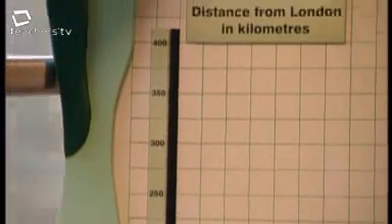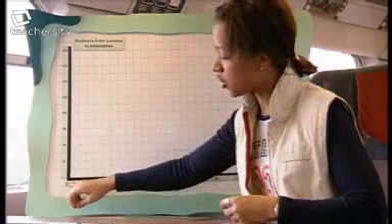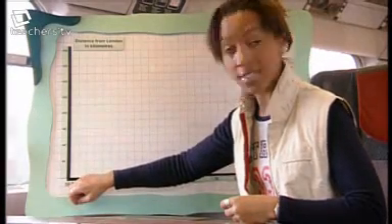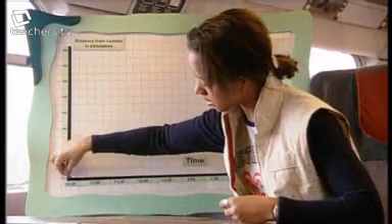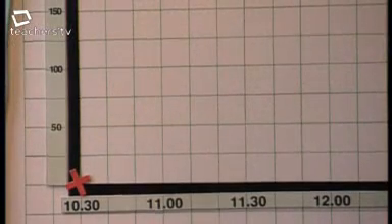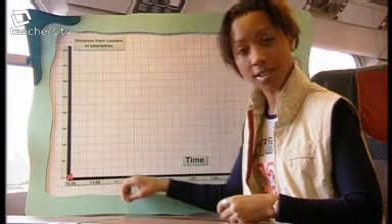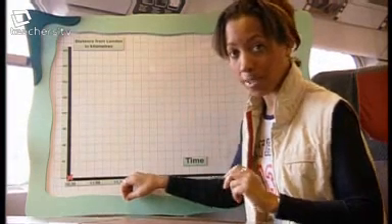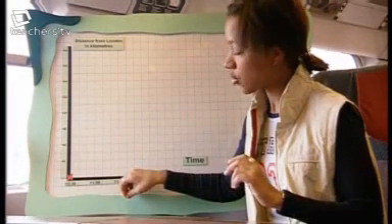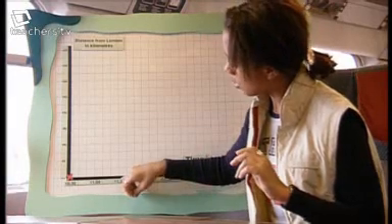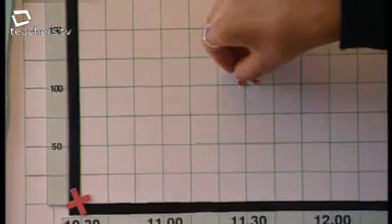Now to plot some points. At 10:30, we were just about to leave London, and the distance travelled was 0 kilometres, which is there. At 11:30, we were just about to enter the tunnel, and the distance travelled from the starting point, London, was 115 kilometres, which is about there.